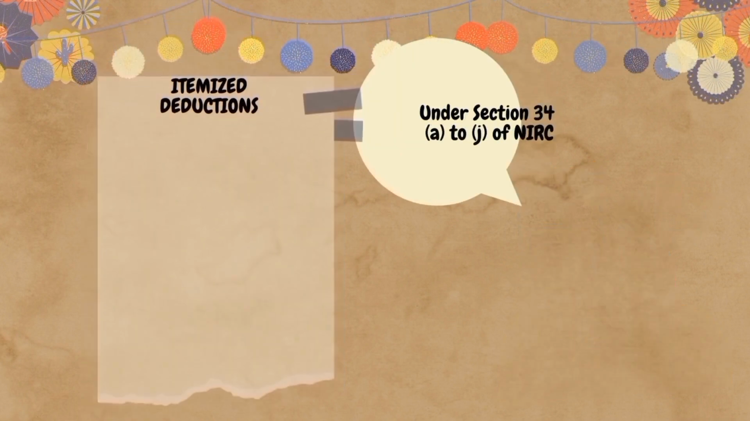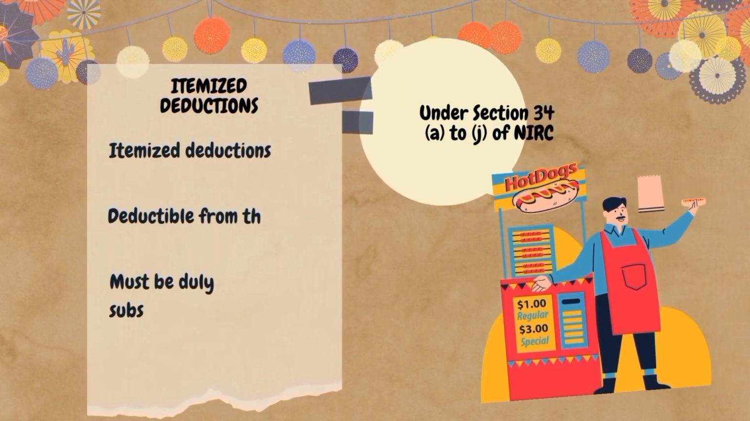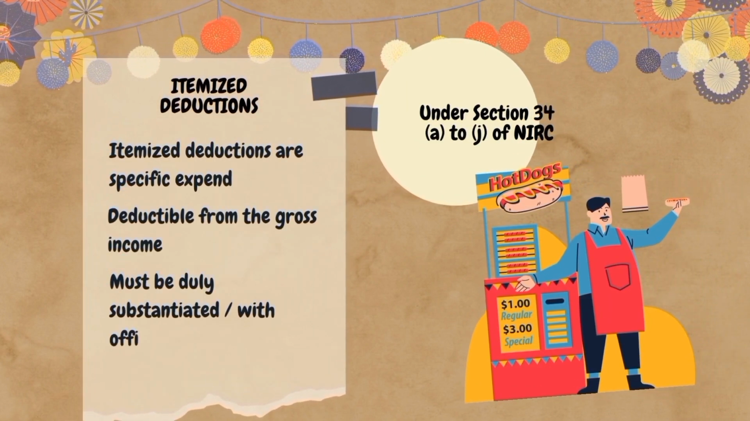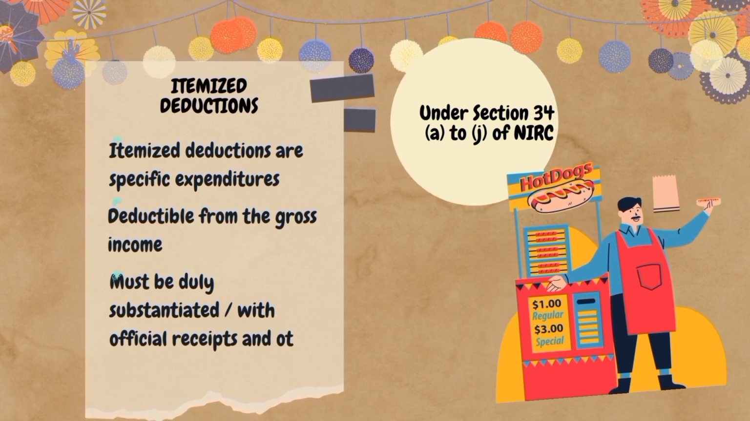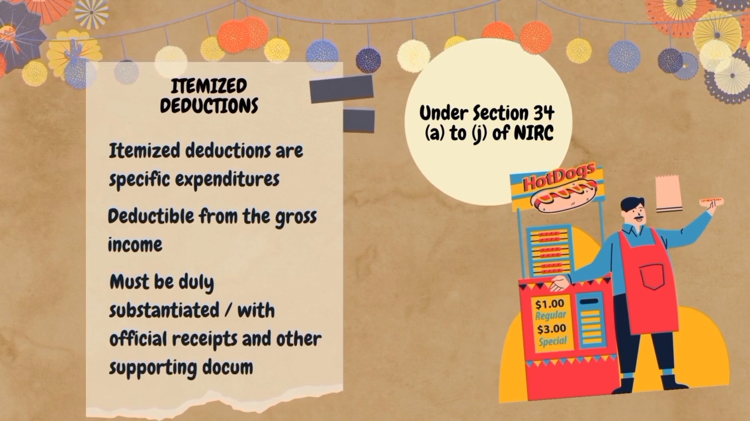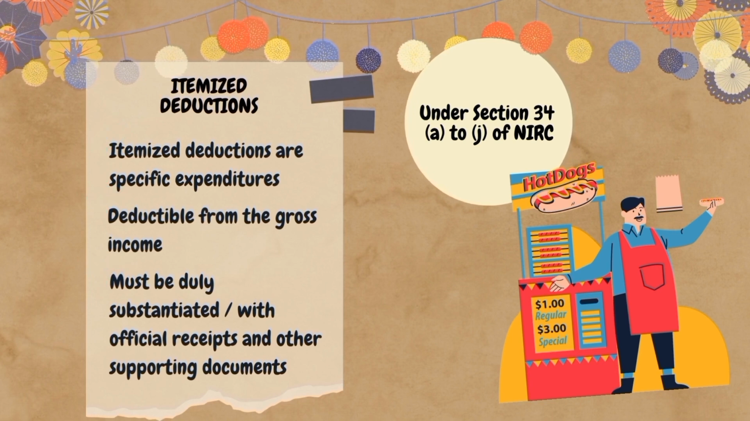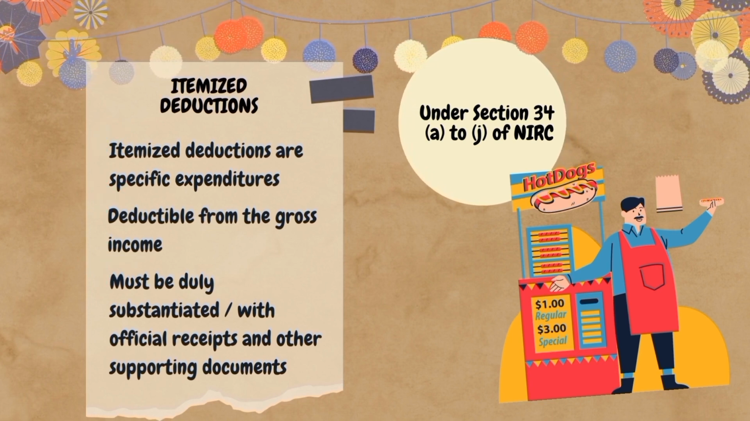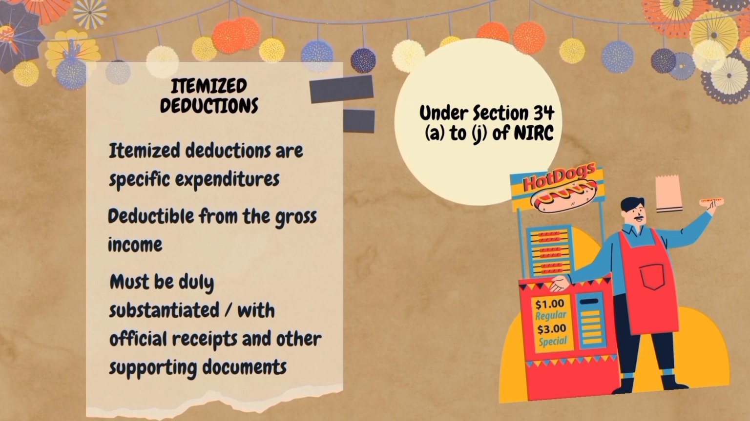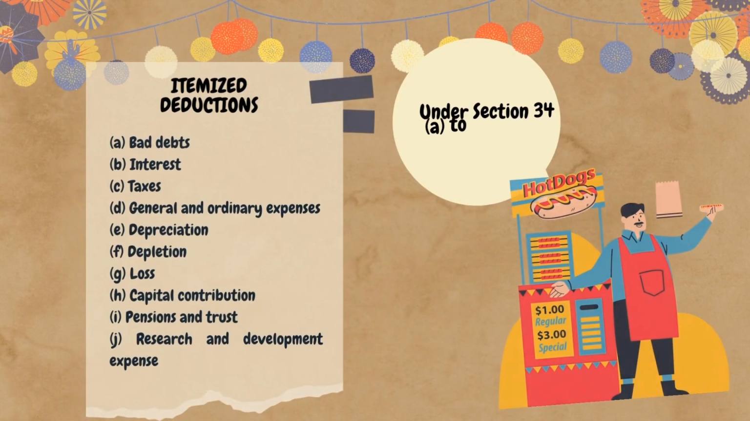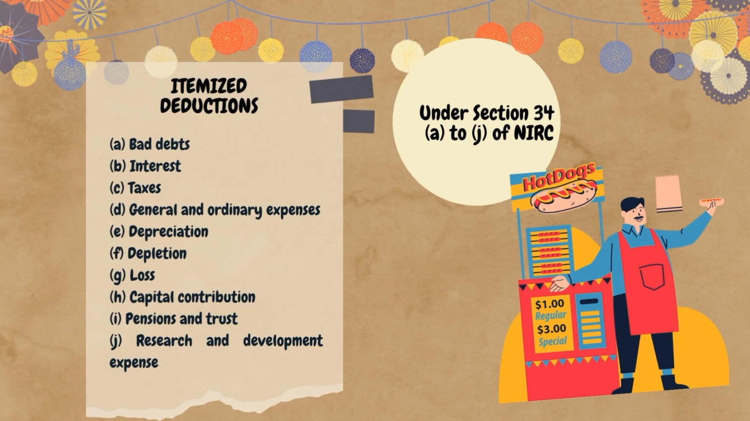Now let's discuss the tax rules when claiming itemized deductions. Itemized deductions are specific expenditures enumerated under Section 34(A) to (J) of the National Internal Revenue Code, and these expenditures can be deducted from the gross income. In order for these deductions to be considered as allowable deductions, they must be duly substantiated with official receipts and other supporting documents. Truly, all requisites of deductibility must be present. The following are the itemized deductions as shown on your screen.